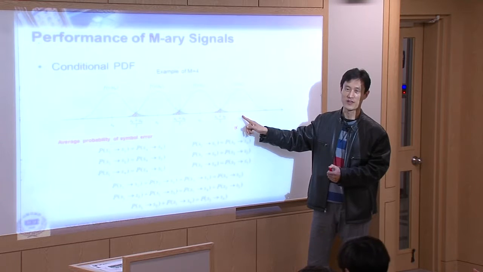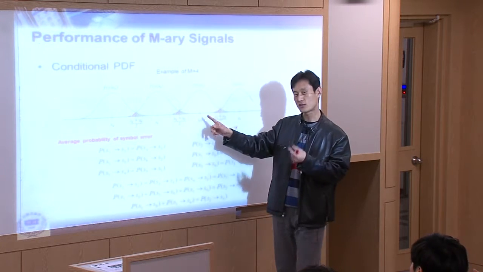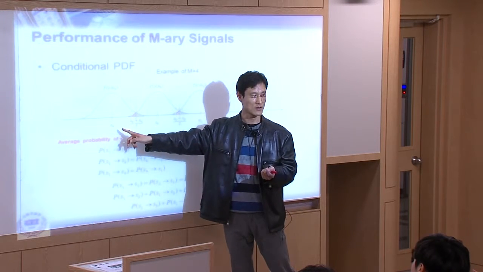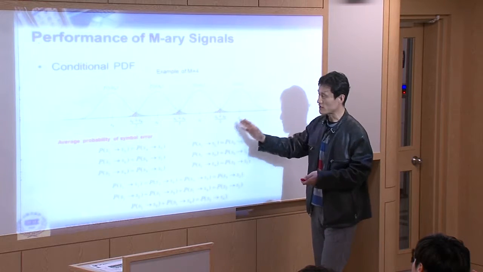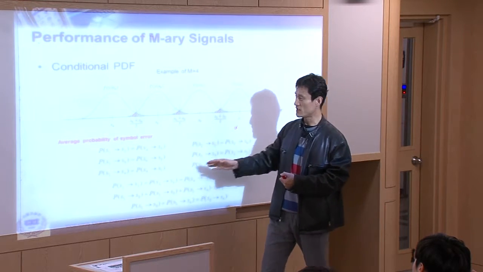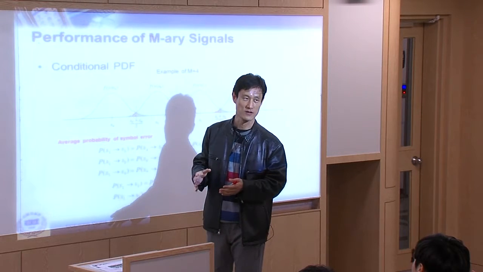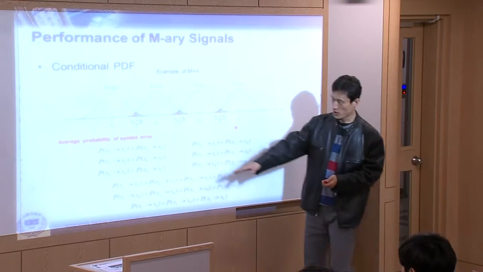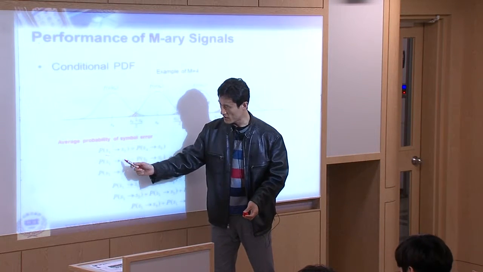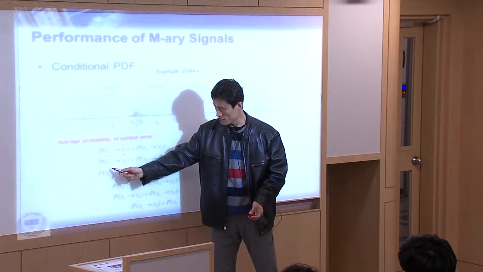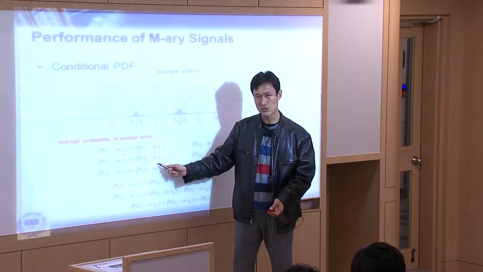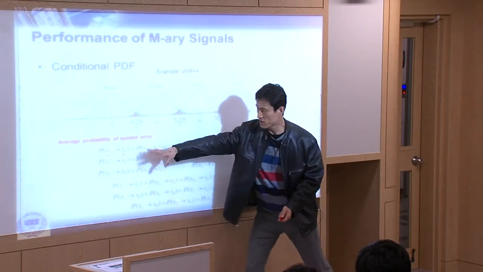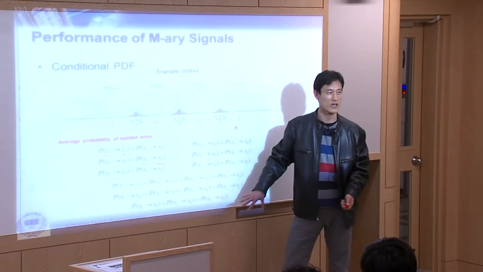Like you transmit S1 and you receive S2, that's an error. You receive S3, again error. Maybe you receive S4, again error. How about S2 is transmitted? Then S1 received, S3, S4 received, all those are errors. So there are many different error cases. That's what we listed here. S1 transmitted, S2 received. S4 is transmitted, S2 is received. All of these are error cases.